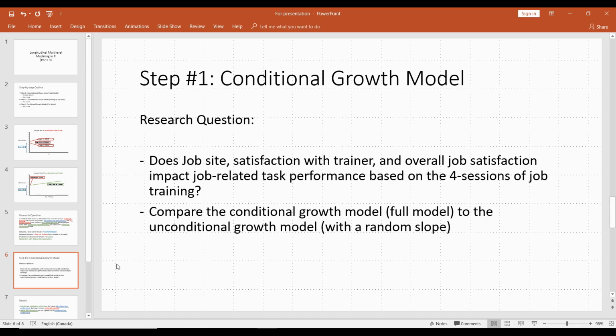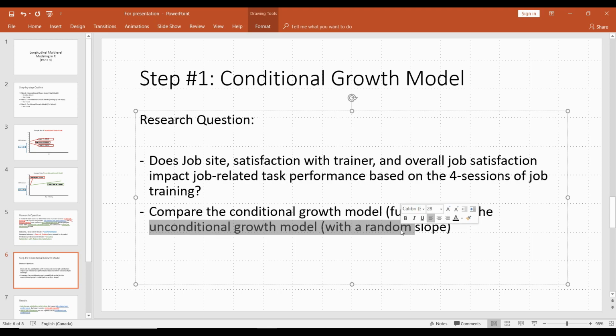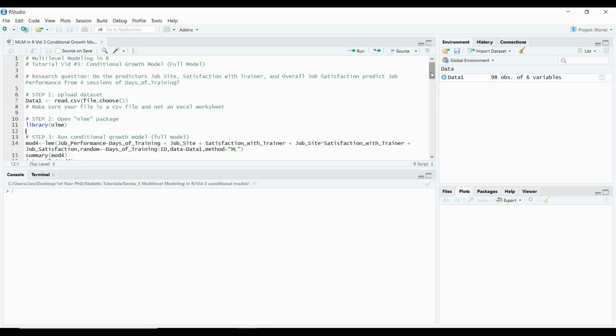There's no real purpose in comparing the full model to the unconditional growth model with a fixed slope, because we already ruled out that it was not significant. It did not significantly differ from the unconditional means model and was not an appropriate fit to the data. So in this situation, we're just going to compare the full model, which we're going to put together momentarily, to the unconditional growth model with a random slope. So let's jump over to R.